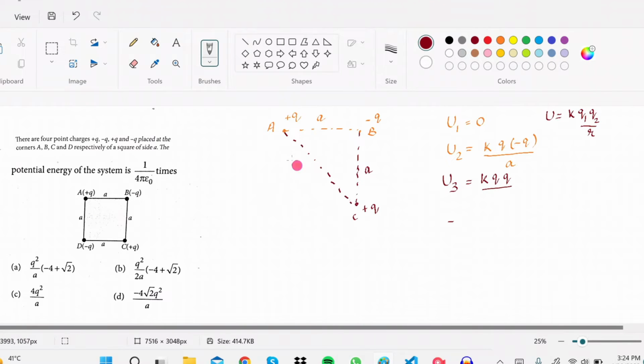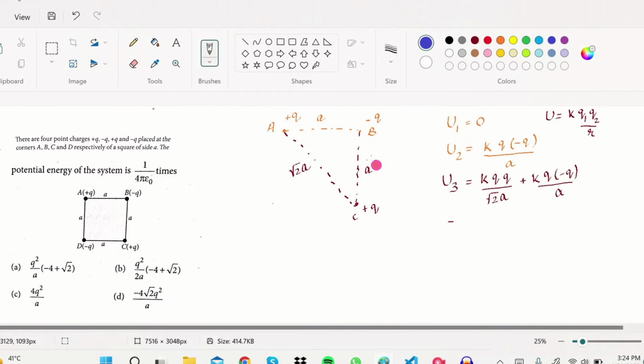Now if you are asking me what is Pythagoras theorem, I'm really sorry. Let me repeat again. This AC you can find using Pythagoras theorem, so this will be root 2 a. And what's the potential energy between C and B? That will be K Q times minus Q upon a, the separation between C and B. I hope this is clear. U3 is the potential energy required to place the third charge at its position.